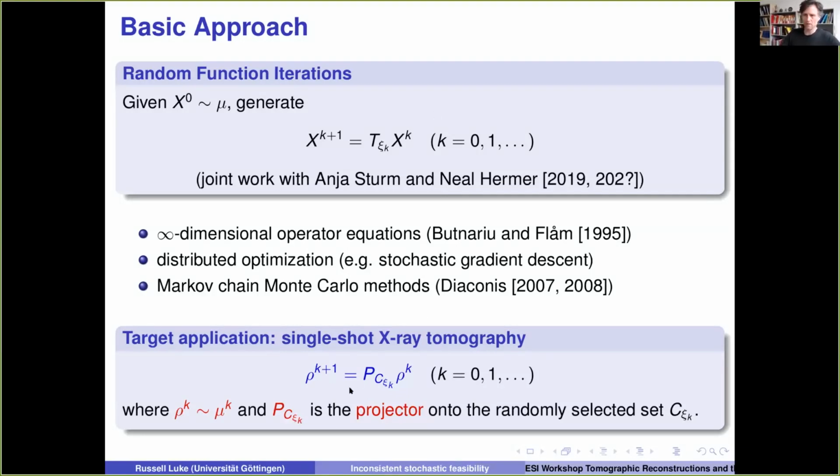So our application of this is we're looking at the electron densities as being our random variables, and the random operator that we're applying to our current estimate for the electron density is just a projection onto those data sets that I showed you on the previous slide. And these densities now, these are random variables with some distribution. At iteration k, we'll have distribution mu_k.